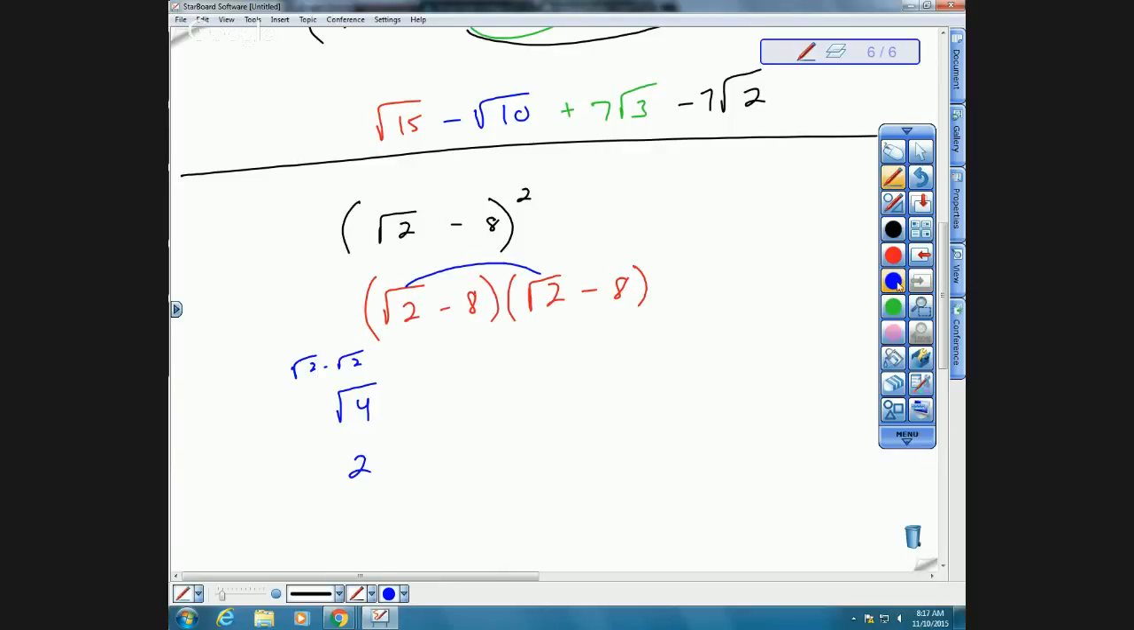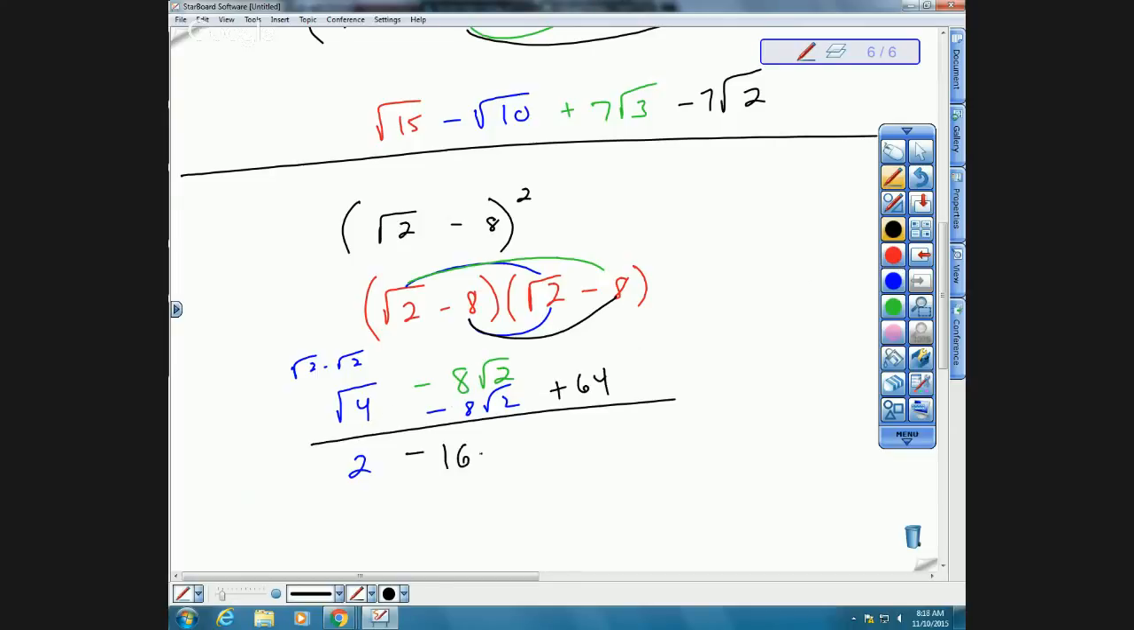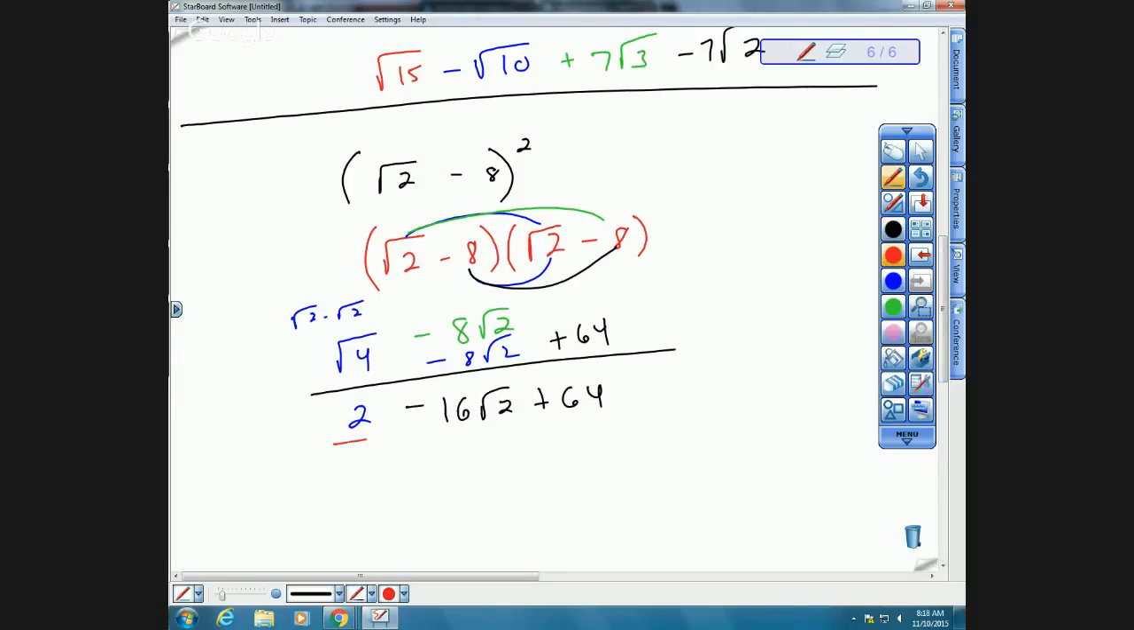All right, so now what do I do? I got to do square root of 2 times -8, which is -8 square roots of 2. And then -8 times the square root of 2 would be -8 square roots of 2. And -8 times -8 would be positive 64. So if I add these up, this becomes -16 square roots of 2 plus 64. Well, then I can also put together this right here, right? Because that would be 66 minus 16 square roots of 2.